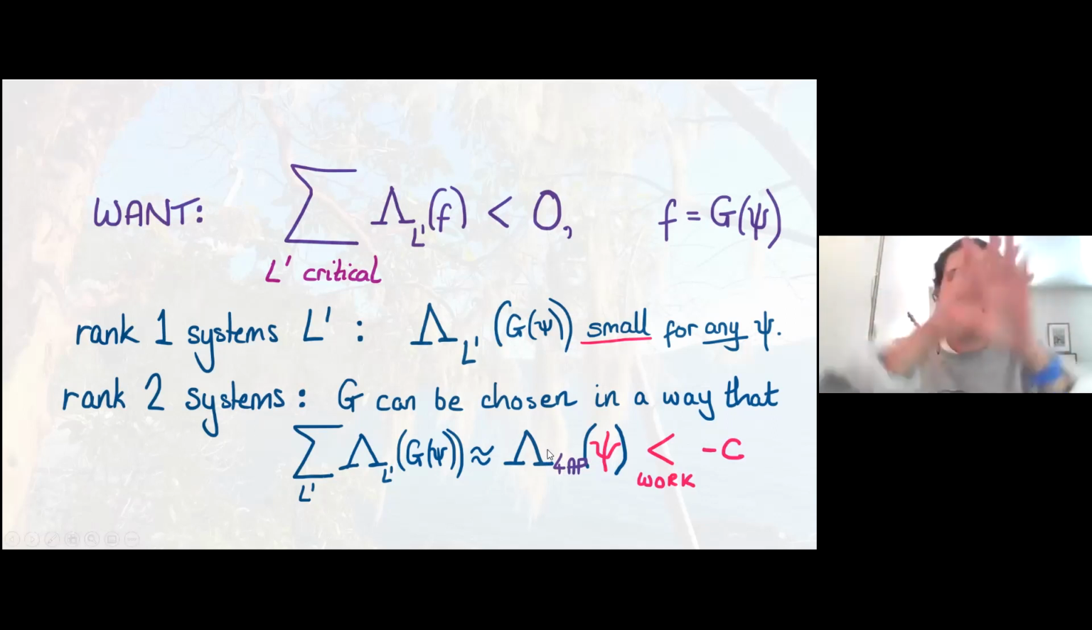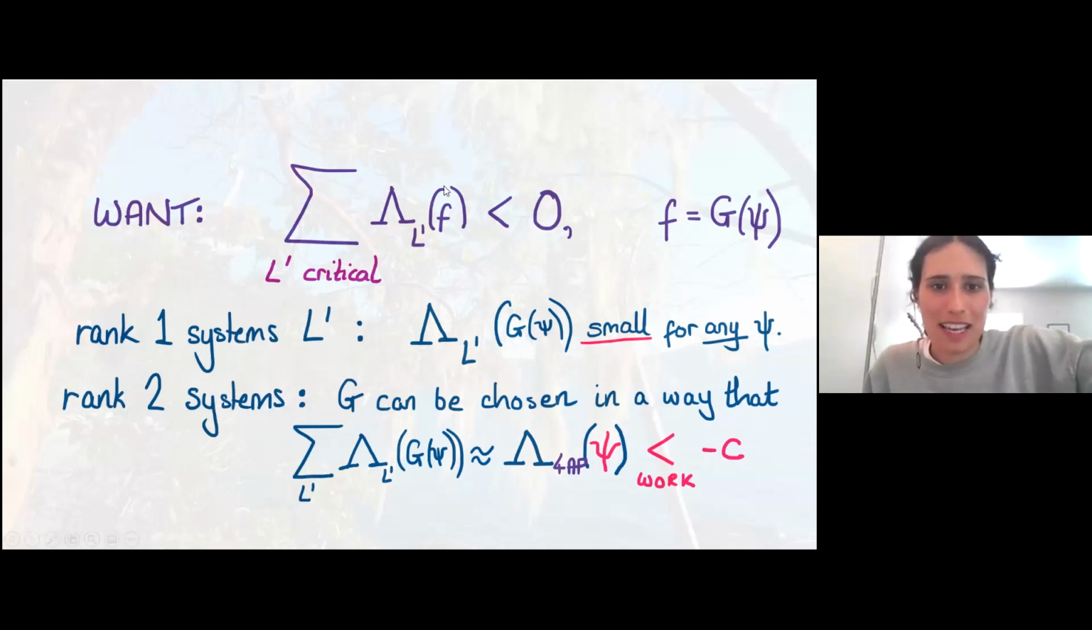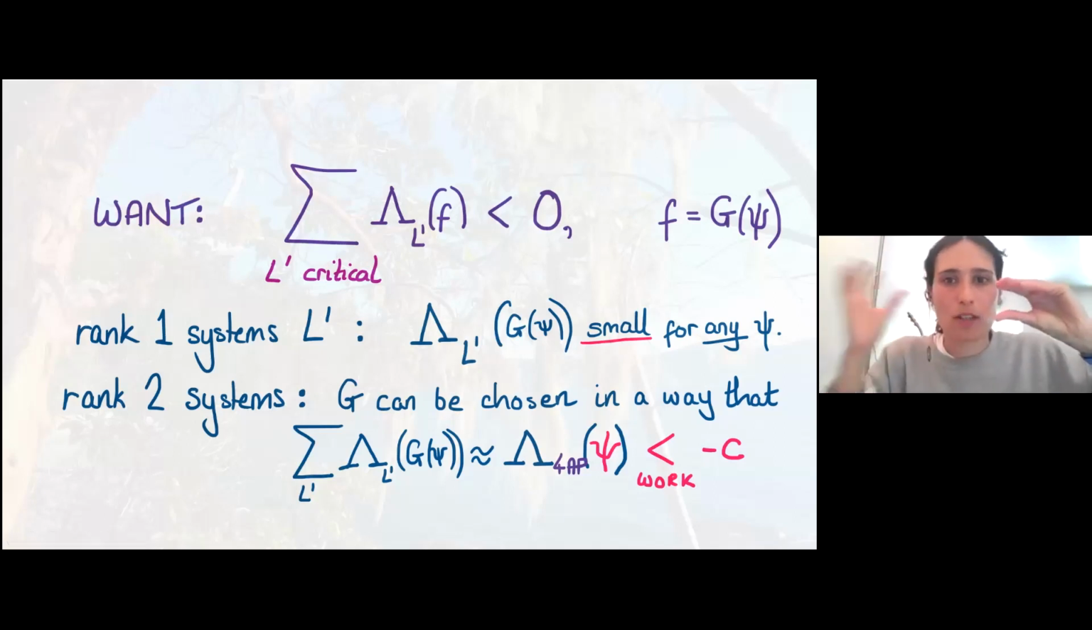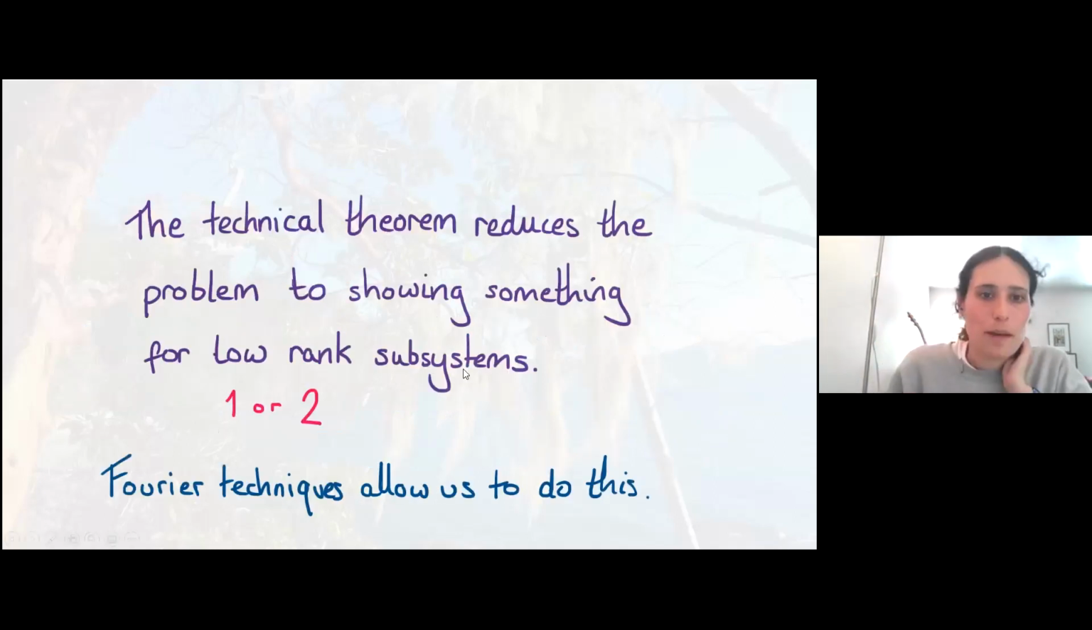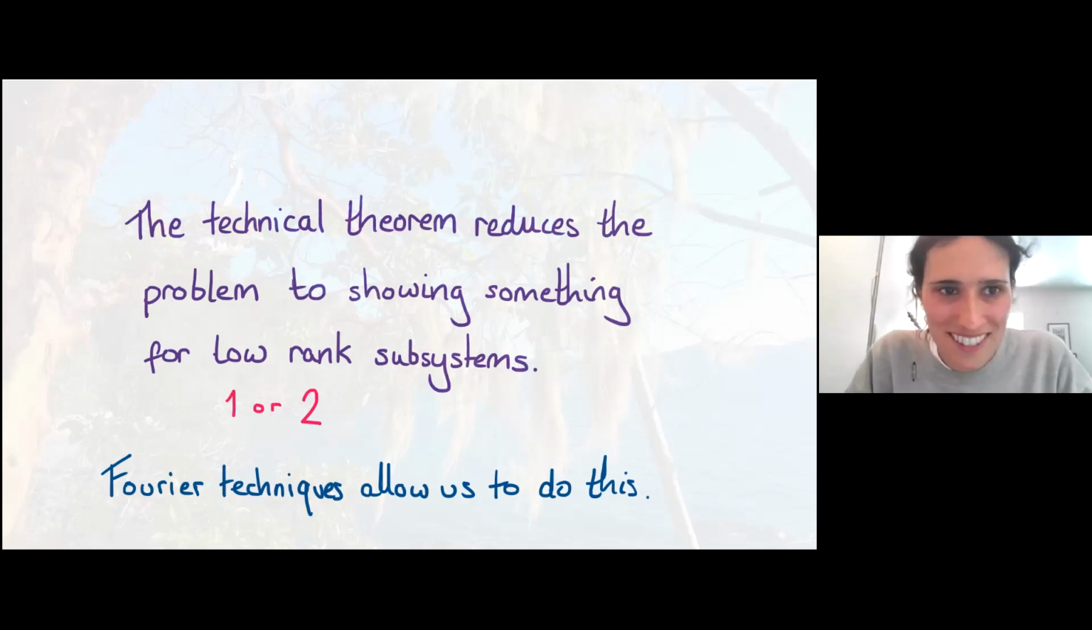So let me say very, very hand-wavily, we define a function that basically says everything here we don't care about unless our critical system is the 4AP. And then we have to do something to win on the 4AP. So that's kind of nice. And obviously, when we're proving the more general theorem, 4AP here is replaced by whatever our critical system is. Okay. So this is, again, just the key point. We reduce the problem to showing something for low rank subsystems, and we can use things from Fourier analysis that are not as scary as they originally appear when you read these papers.